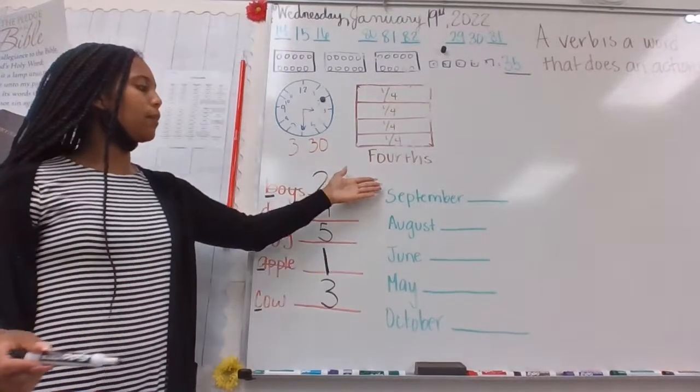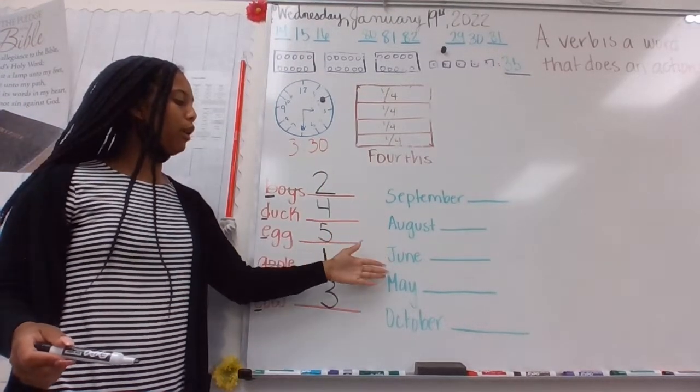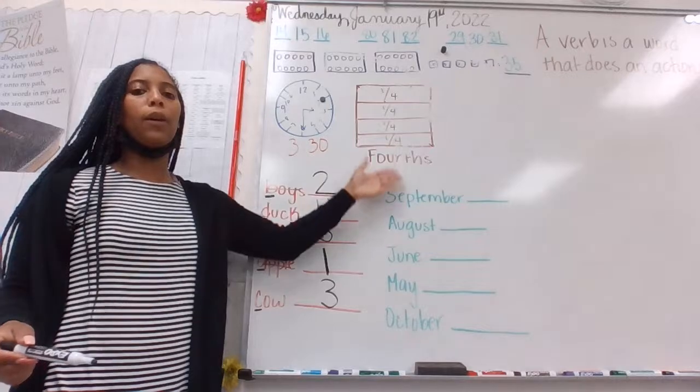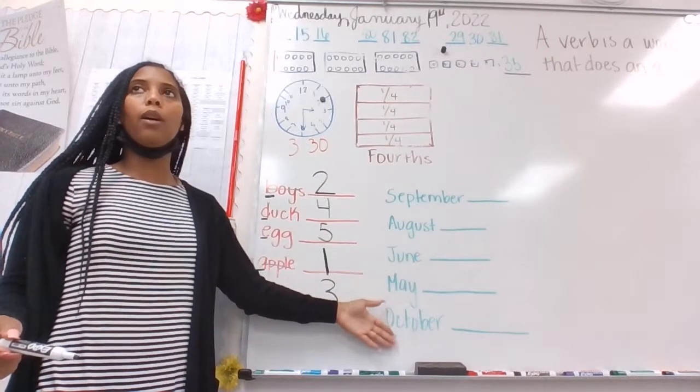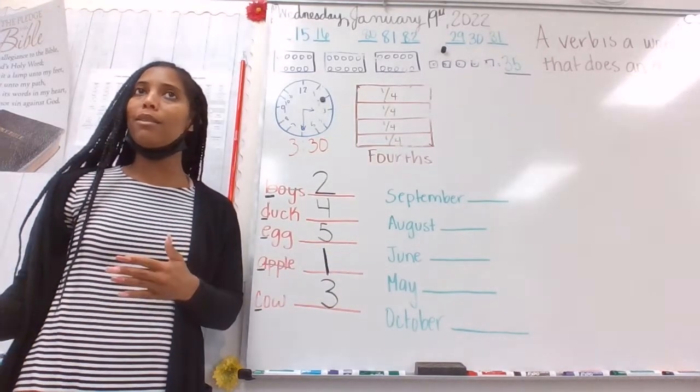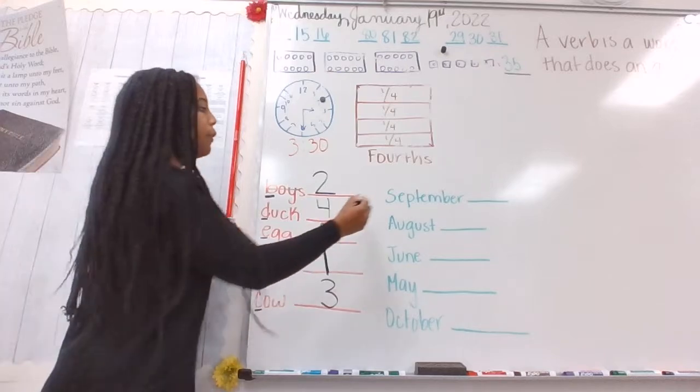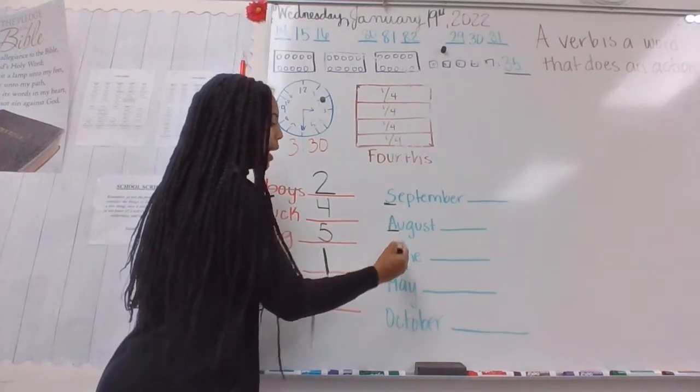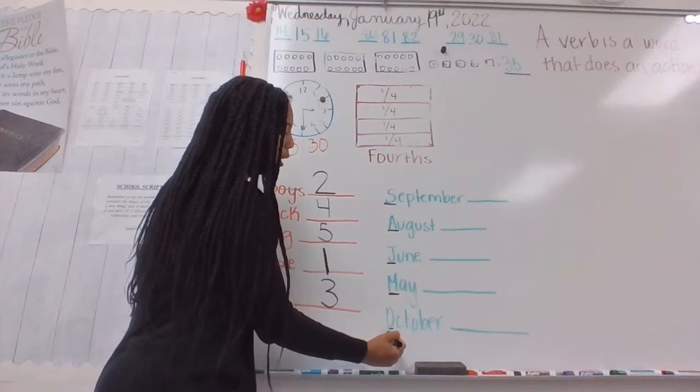So we have September, August, June, May, October. We want to put all of these months in the order of the alphabet. What do I pay attention to? Only the first letter. So that's the S, the A, the J, the M, the O.